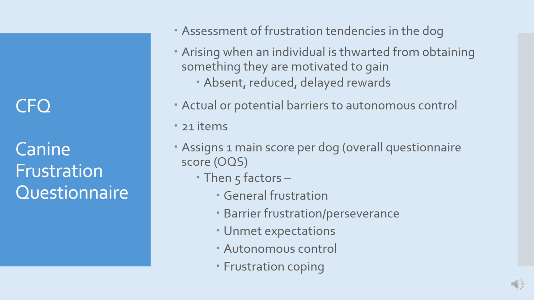The third describes tendencies when the expectations are not met by the individual. The fourth, the individual's control of its responses. And the fifth one, its ability to cope. You will also get an overall score, and that will give you an idea whether or not your dog has a problem with frustration. The 5 factors help to identify specifically where that might be.